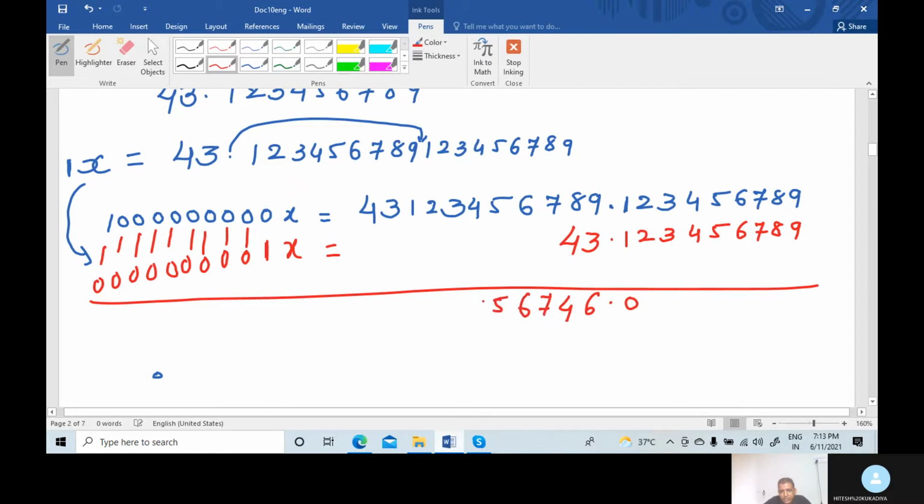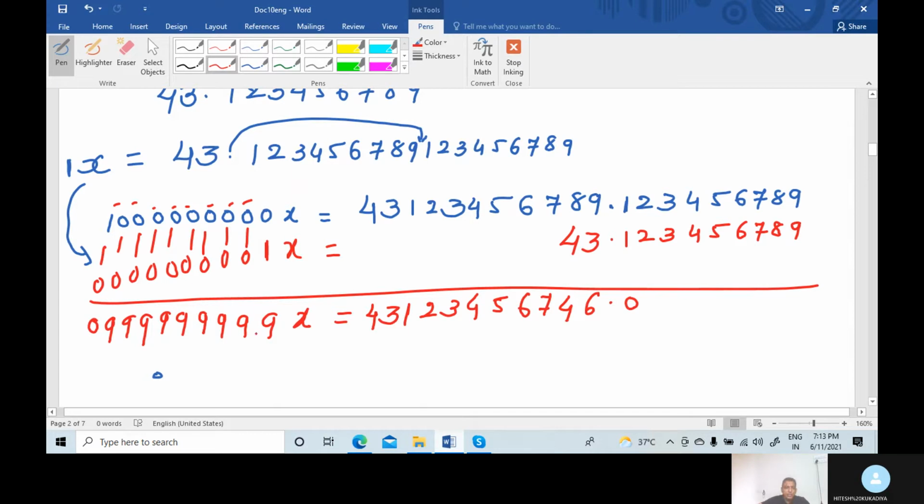7, 6, 5, 4, 3, 2, 1, 3, and 4. And here x as it is. Now 10 minus 1, 9. And all the 9 zeros. 1, 2, 3. Look here. 1, 2, 3. Then again 1, 2, 3. And here 0, 9, 9, and here 0.